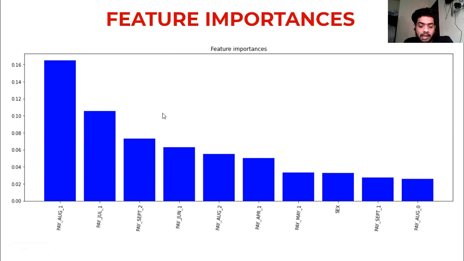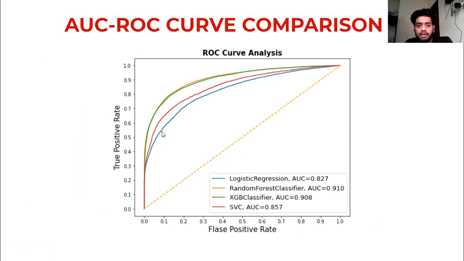in the target variable. So next is our comparison of the ROC AUC curves of all 4 models. Here the blue line shows the logistic regression, where we get a 0.827 score, and the orange line is the random forest classifier, where we get an AUC score of 0.91, and the XGB classifier, we get 0.90, and SVC finally, in the red line, is 0.85.